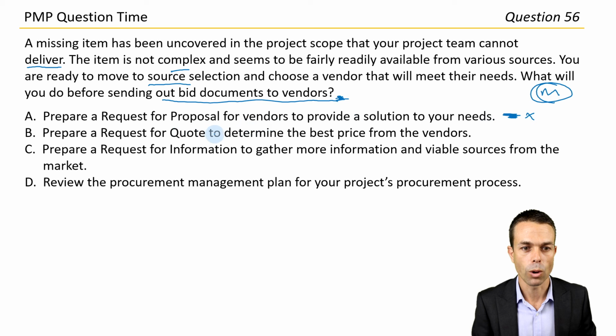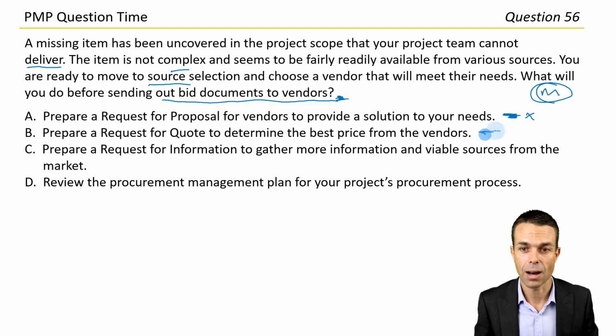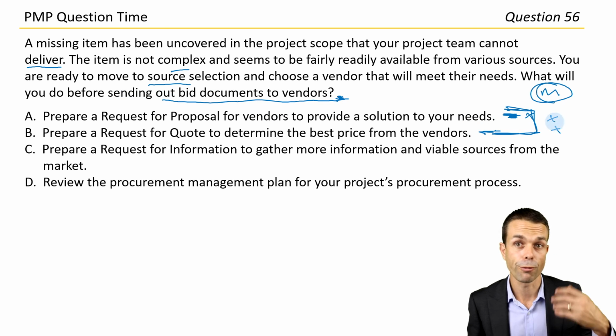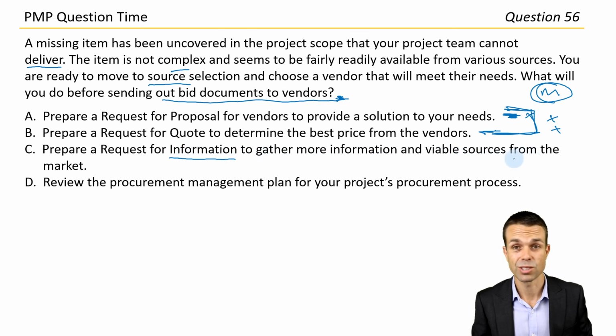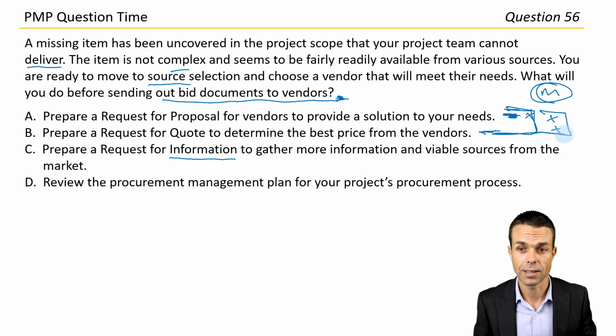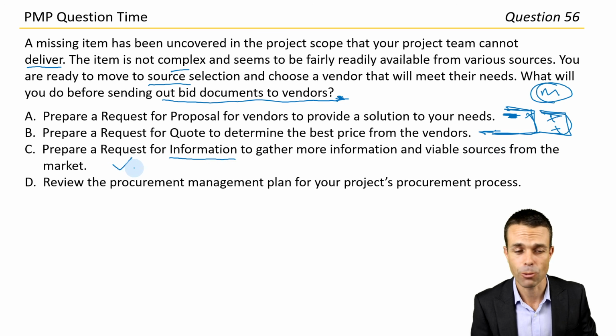A request for quote to determine the best price from the vendors. What will we do before sending out? So both of these are bid documents, I think. So I'm going to put a no for that one because we're doing before that. Prepare a request for information to gather more information and viable sources from the market. That would happen before these items, I think. So that's a probable one. That's pretty good. Let's put a maybe for that one.